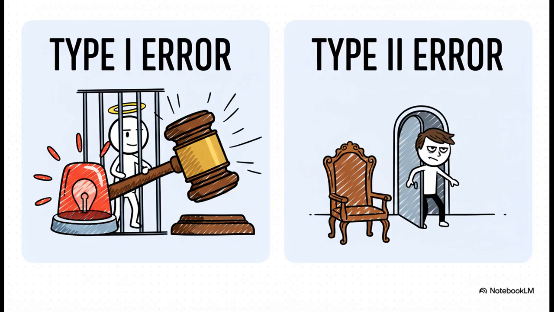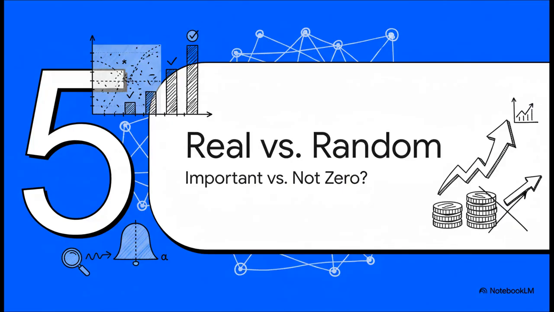A type 1 error is a false alarm. It's convicting an innocent person. We conclude a drug works when it's actually totally useless. A type 2 error is a missed opportunity. We let a guilty person walk free. We fail to recognize a drug that genuinely works, maybe because our study just wasn't big enough to see the effect.